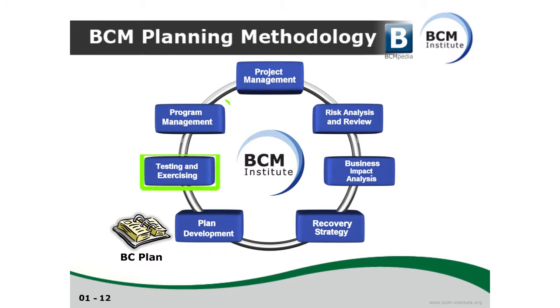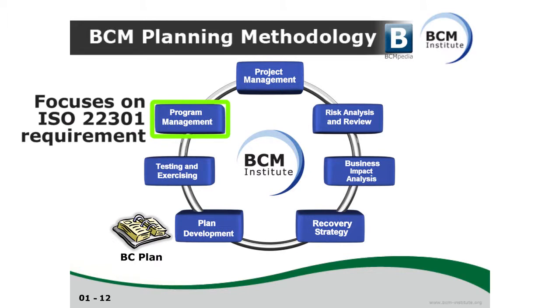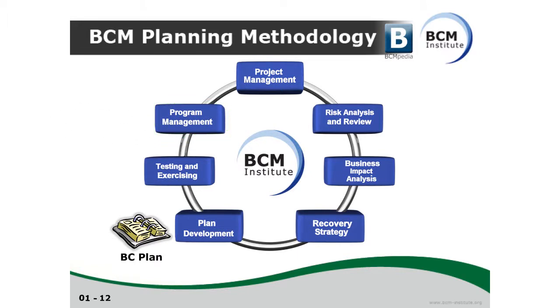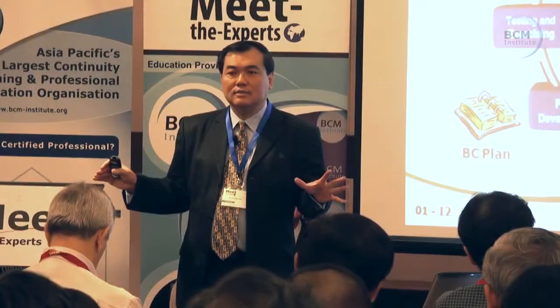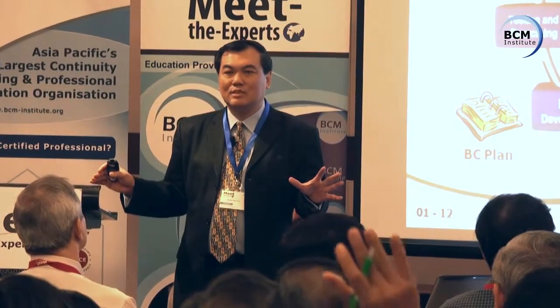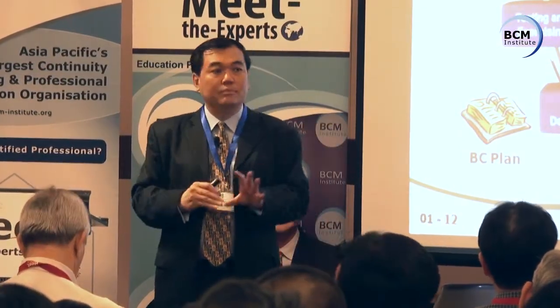The last part of program management is actually focusing on what? On the ISO requirement. Remember, how many of you have done ISO certification before? Raise your hand. Then I get a few of you. Okay, for those who have done ISO, this is not uncommon. Management review, continuous improvement, preventive and corrective action, something like that. So all these are ISO requirements. Unfortunately, when you're going for ISO 22301, you have to do that.